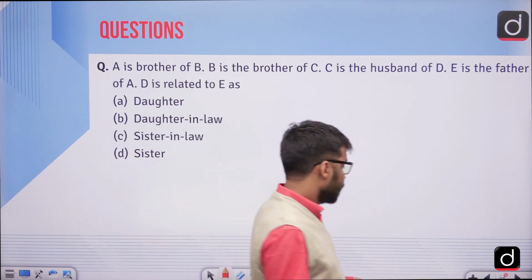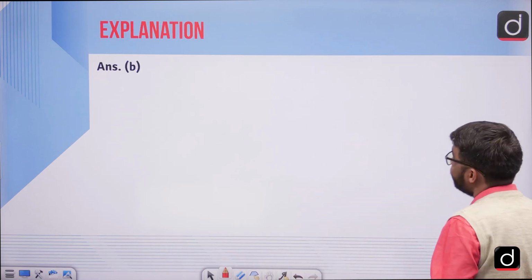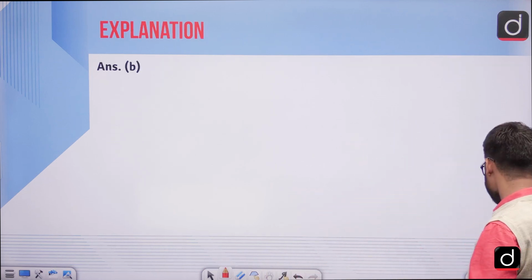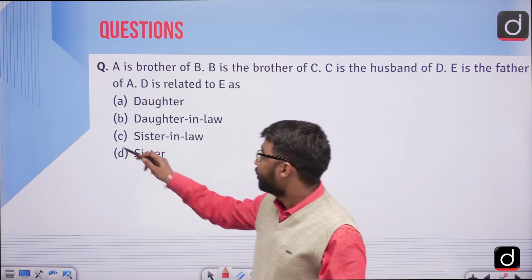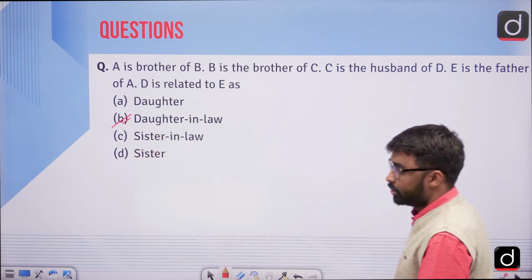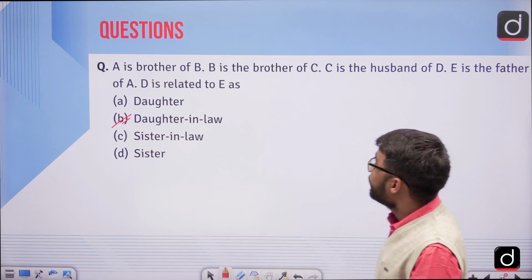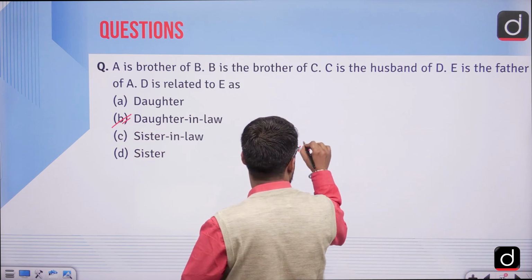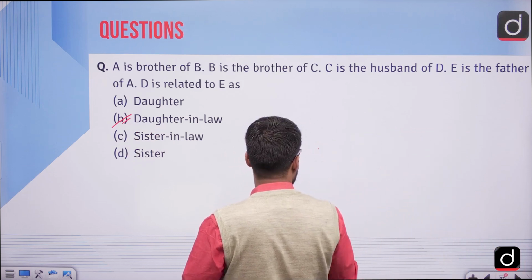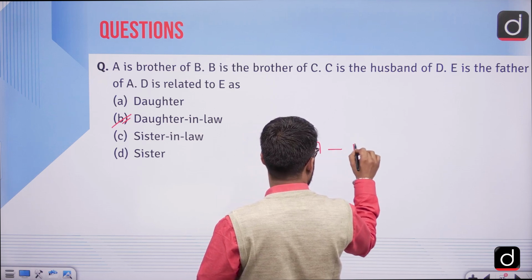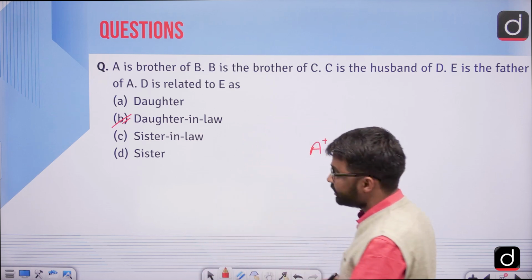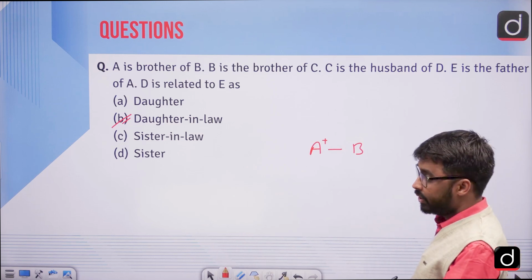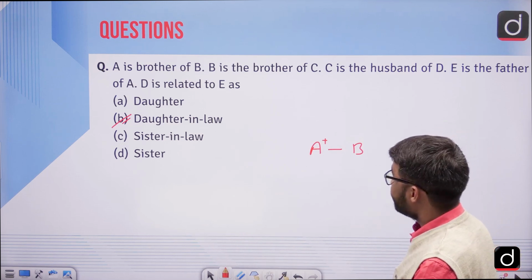Alright, I guess by now you would have got to the answer. The correct answer was option B, daughter-in-law. Let's see. A is brother of B. That means A and B are on the same generation, and since A is the brother, the gender of A would be male, and the gender of B is unknown.